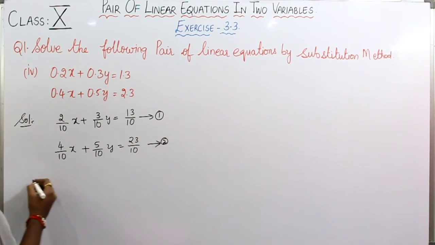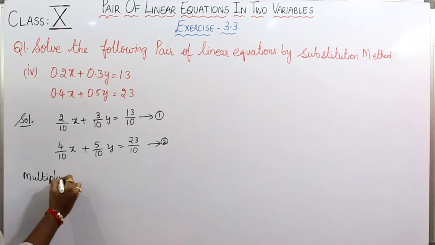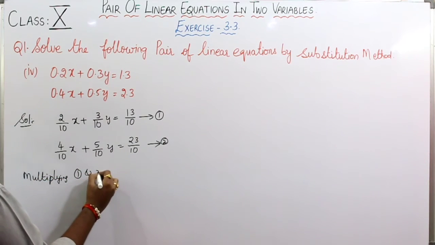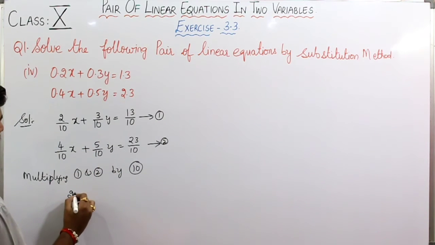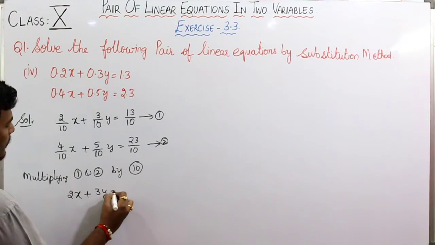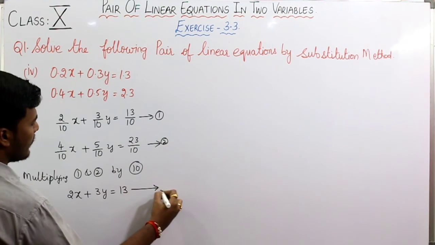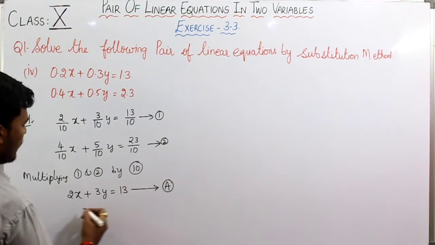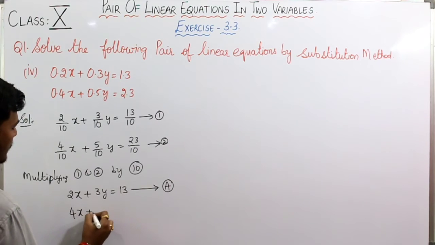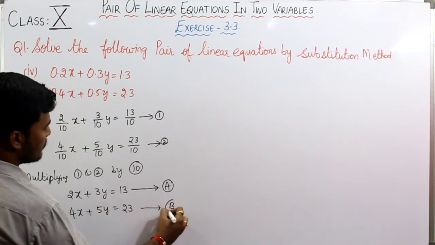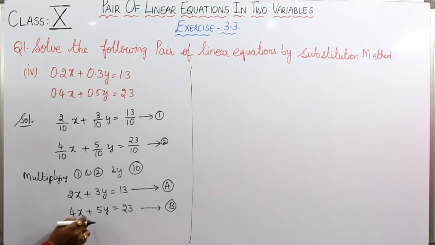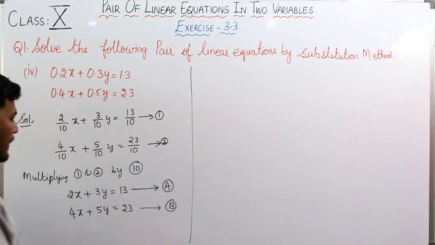Okay, both equations are multiplied by 10, right? Then the equations will be 2x plus 3y is equal to 13. Okay, this is A, and 4x plus 5y is equal to 23. This is B. So now A and B are the changed equations after multiplying with 10. So let us consider them.